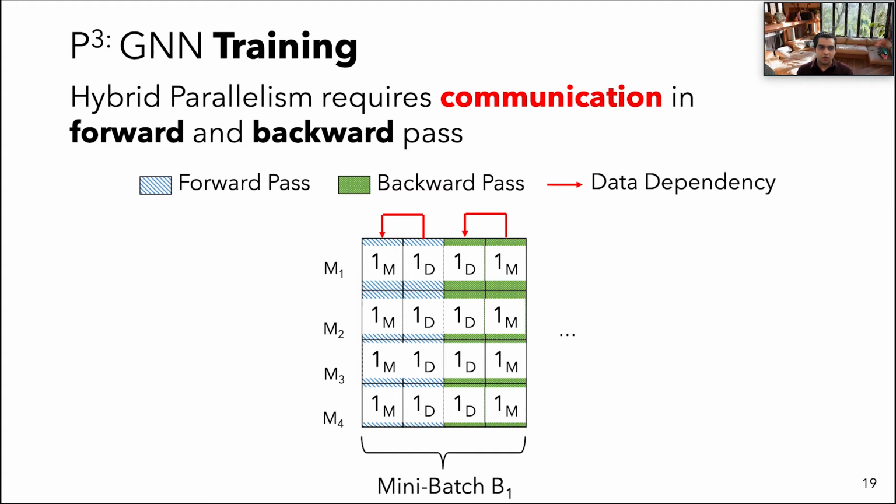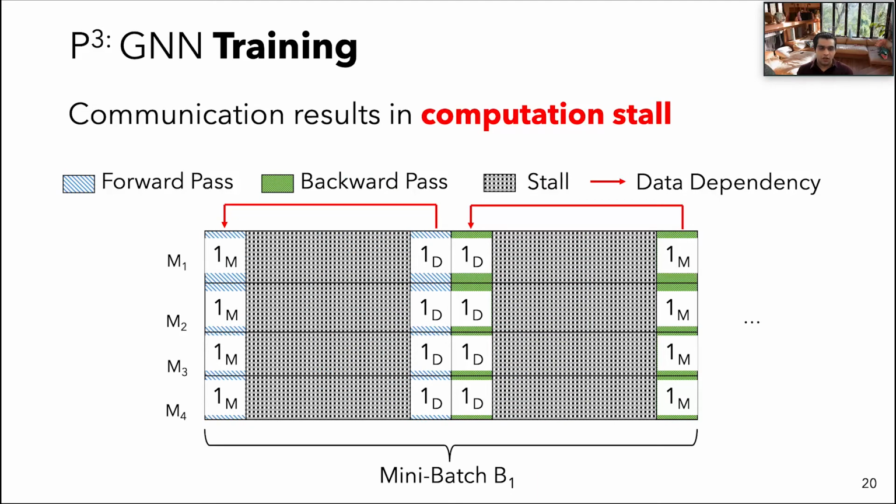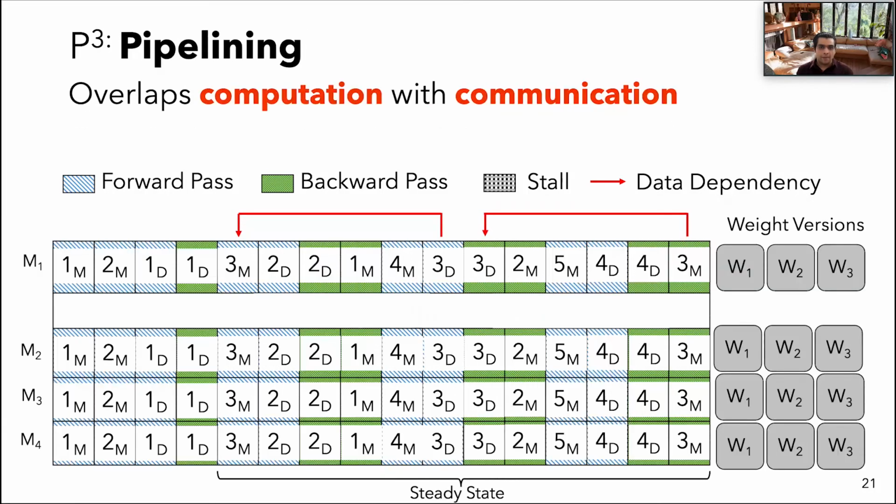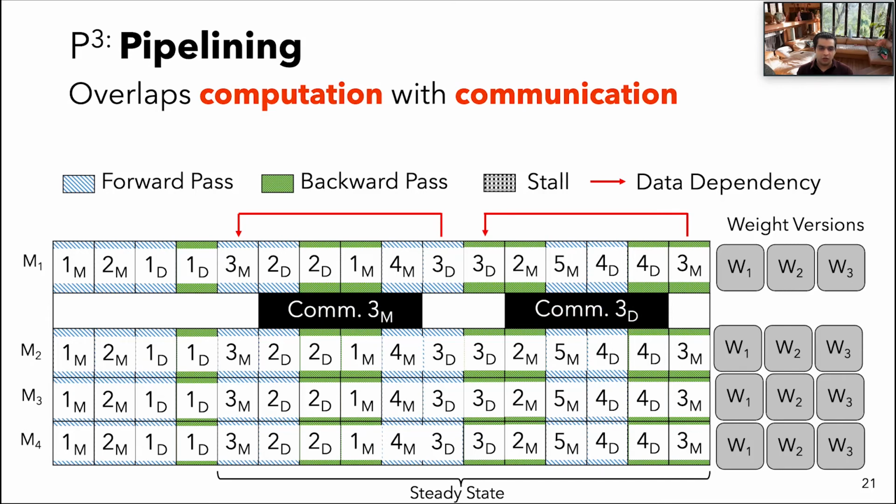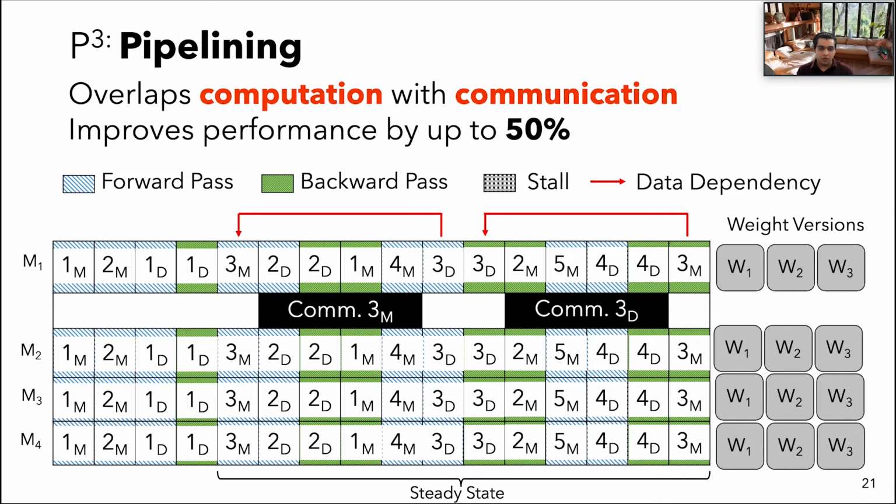Though hybrid parallelism avoids movement of features and thereby reduces data communicated, its use of model parallelism introduces need for activation and gradient synchronization. This newly introduced communication during forward and backward pass results in computation stall, which negatively impacts resource utilization and training throughput in PQ. To limit such stalls, we leverage a static pipeline schedule. P-cube schedules 3 concurrent mini batches, and once pipeline enters steady state, this ensures computation and communication overlap. The use of pipelining improves P-cube's performance by up to 50%.